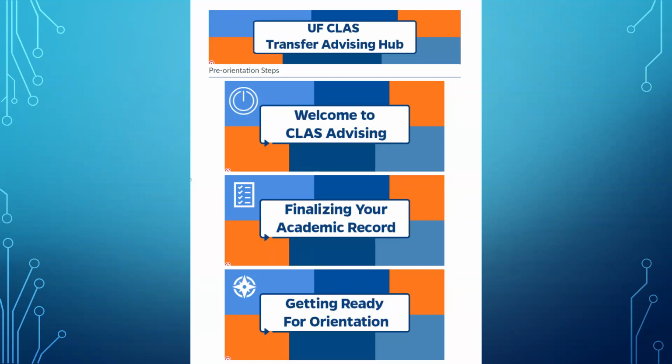When you are at the class transfer transition page, this is what it will look like. This is the top part of the course. And as you can see, it's called the pre-orientation steps right here. And then these are the 3 modules to help you get prepared for orientation.